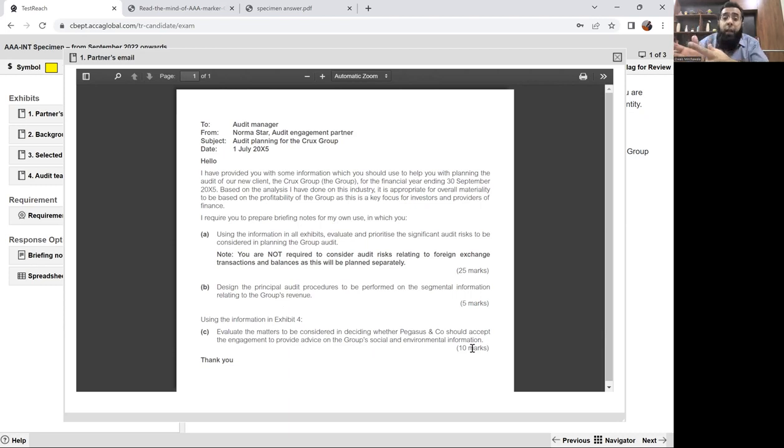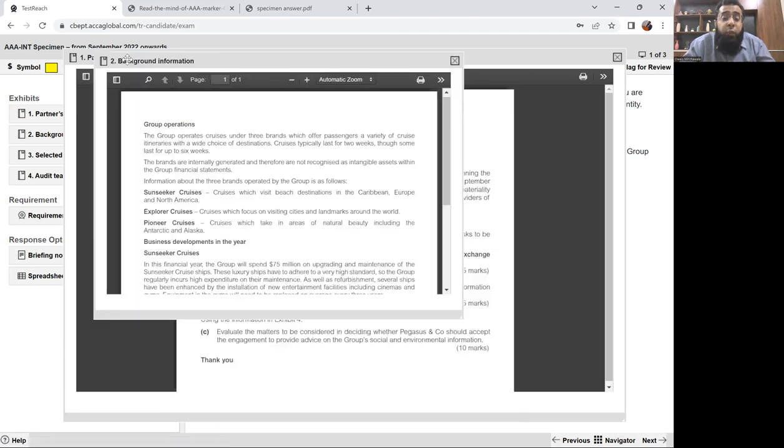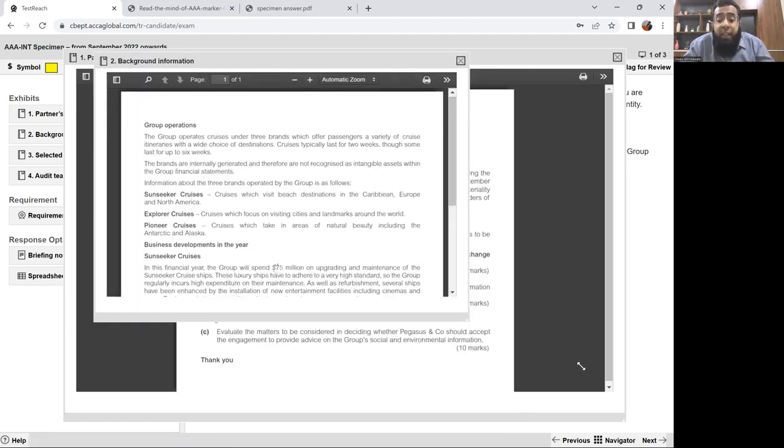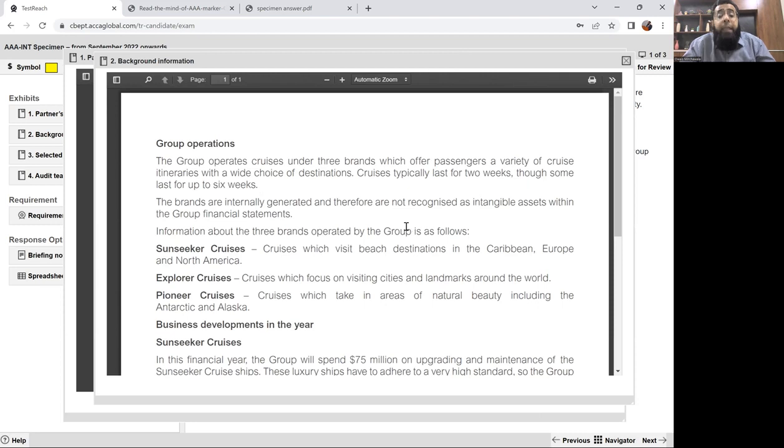So we have read the introduction, and then we have read the partner's email, which gives us the guidance on what we have to do in this question. Then there is background information. Let's look at it. We will first analyze the complete question. The reason being that when we will be reading the candidate answers, they will not be in sequence of the question, because they will be in prioritization sequence.